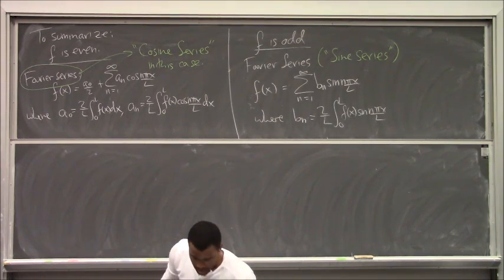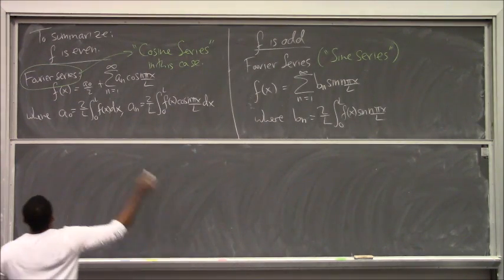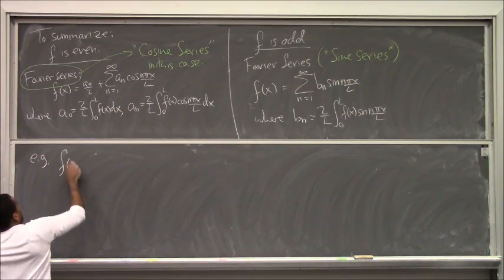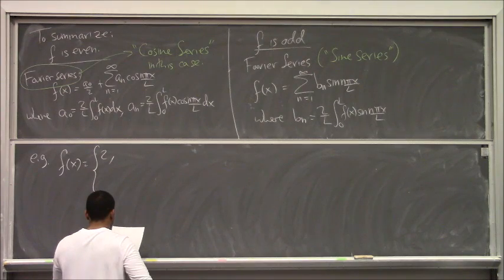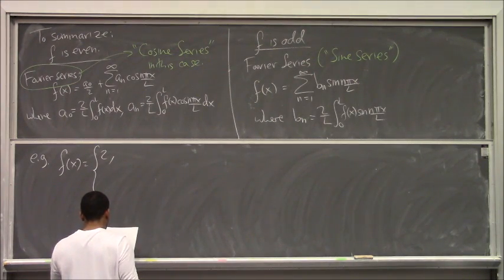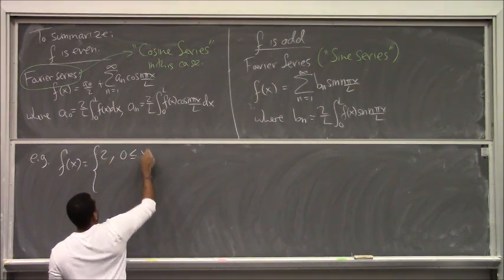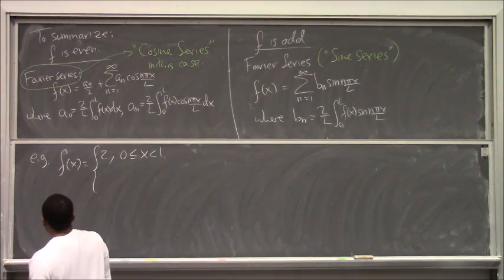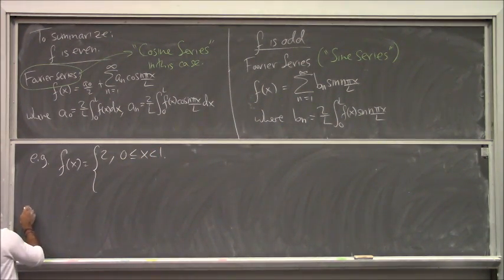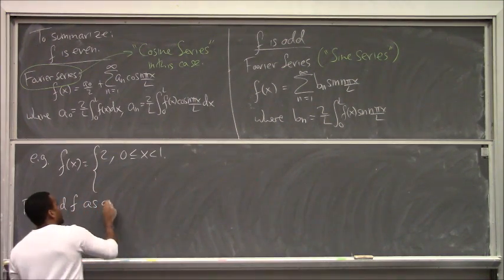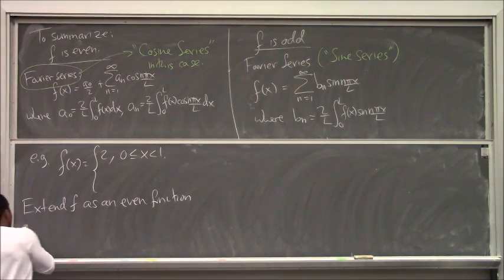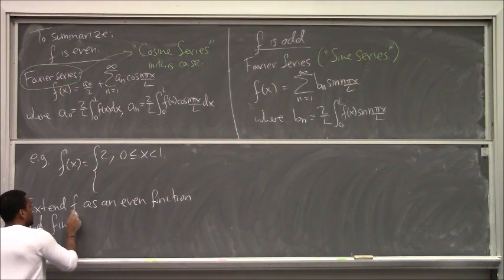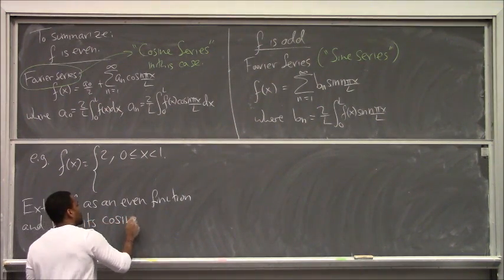Let's look at the previous function. So our f of x is 2 on 0 and 1, and they might say something like this: extend f as an even function and find its cosine series.